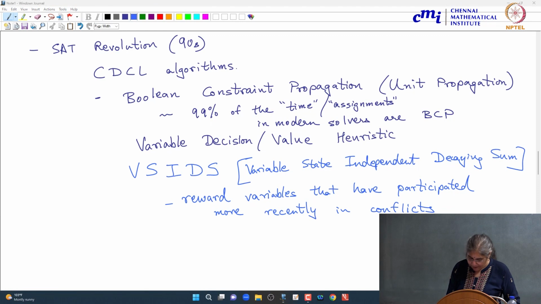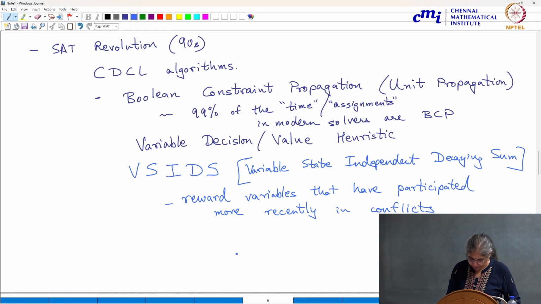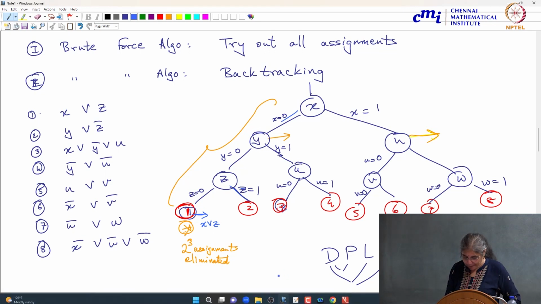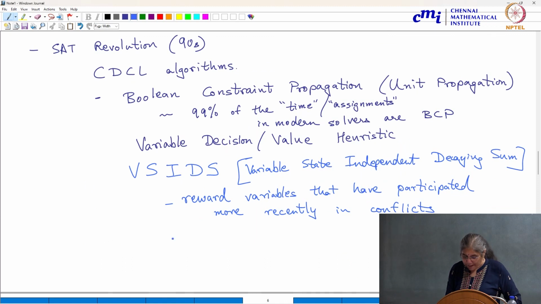So for instance, in this example, on this branch, x equals 0, y equals 0, z equals 0, y did not participate in the conflict. We finally reached this conflict here, and the conflict was x or z. Y did not participate. So at some stage, we will remember that y did not participate in a conflict and x and z did, and x and z get preference over y. In such a small example, it does not show up, but in bigger examples, this can play a big role. Okay? So you reward variables that have participated more recently, and you do some kind of damping.